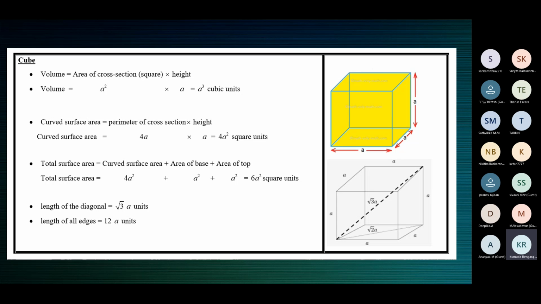So how do we define volume? Volume is when area is given some height, it becomes volume. It gives us volume. So area of cross section into height. See the formula there? Volume is equal to area of cross section, and the cross section is a square.